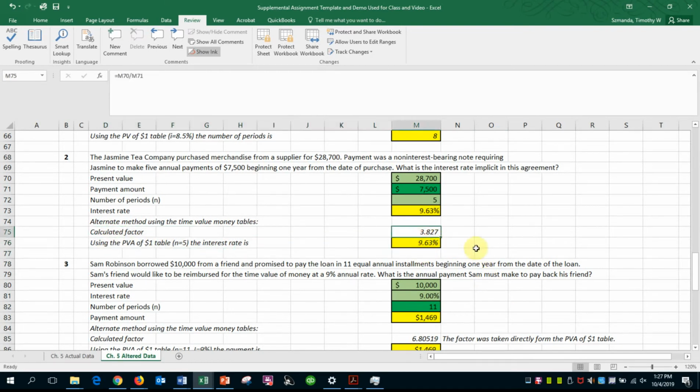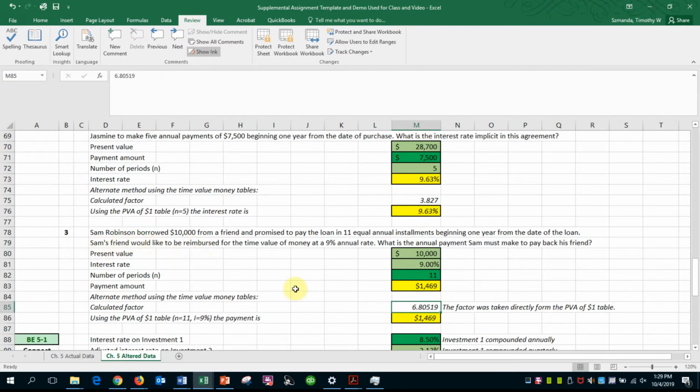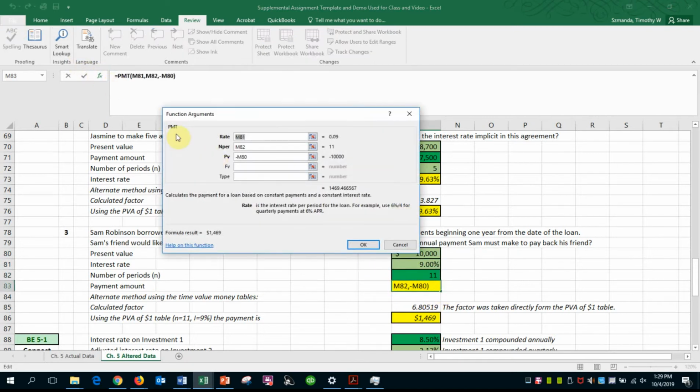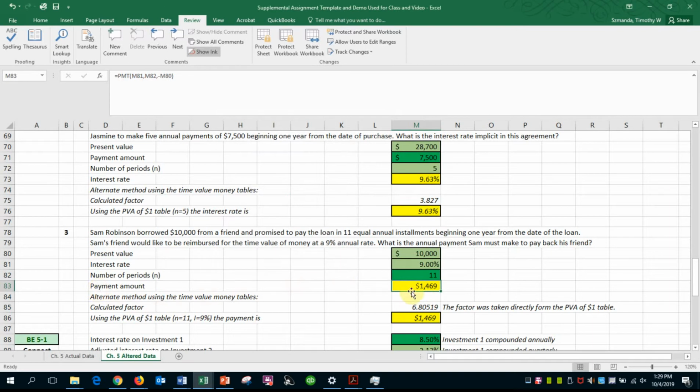You've got to calculate the factor first, as demonstrated, and then once you have your factor and you have your number of periods or your row, you can find your column or your interest rate. In the last example, we have Robinson borrowed $10,000 from a friend. Here we want to know the payment amount. I've changed the number of periods to 11. 9% is given, and then the present value is $10,000. Here in Excel, you can use the payment function, PMT. Enter your arguments as always, and you'll wind up with a payment amount of $14.69.